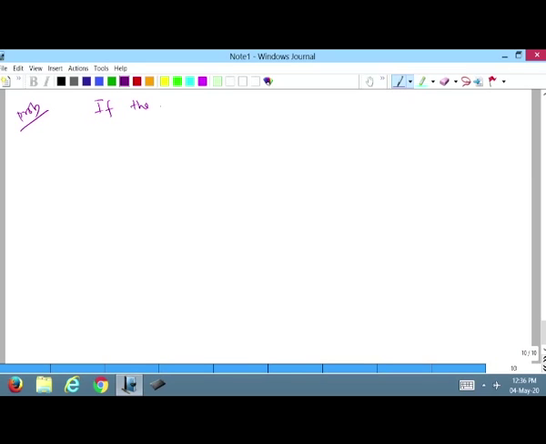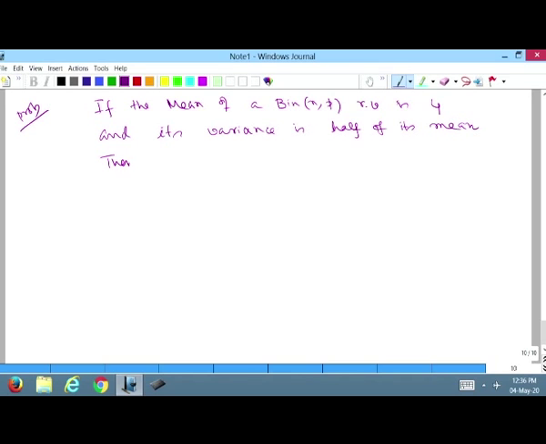If the mean of a binomial random variable is 4 and its variance is half of its mean, then compute the probability that the random variable takes value greater than equal to 2. So, answer.